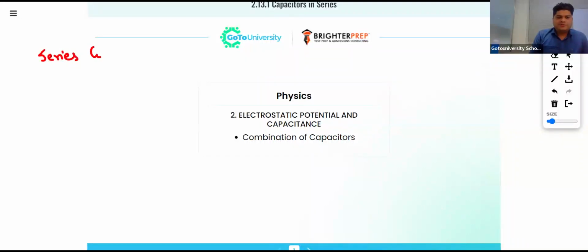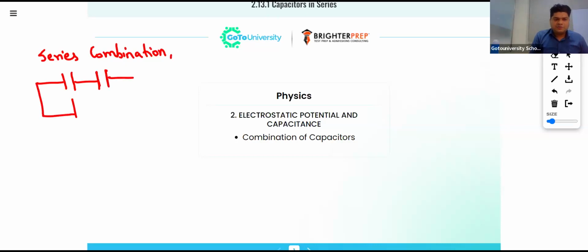Series combination. What is the meaning of series combination? In the series combination, we have the capacitors connected in series, and this will be connected to a battery. This is your Q. This is your Q.